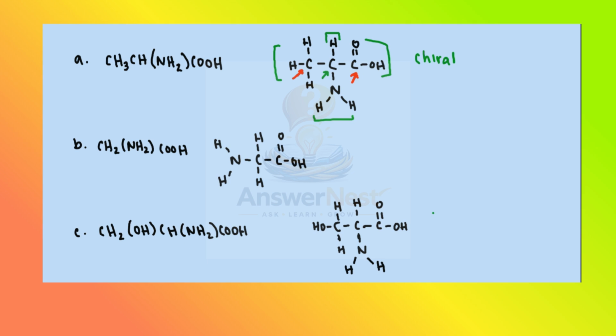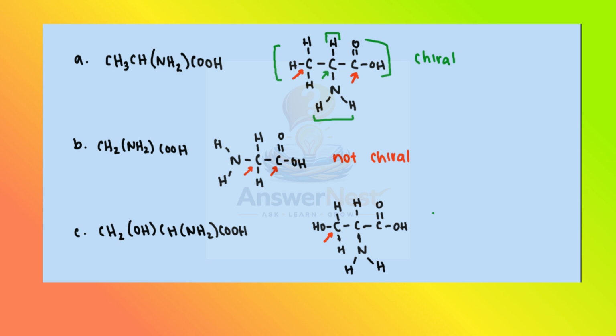Now let's go down here and look at B. If we look at this carbon right here, we can see that we have 2 hydrogens bonded to that carbon. That means that those 2 groups are the same and that carbon is not chiral. Same with this carbon right here, it's double bonded to an oxygen, and we know that chirality cannot be determined if there is a double bond coming off that carbon. So this molecule is not chiral.